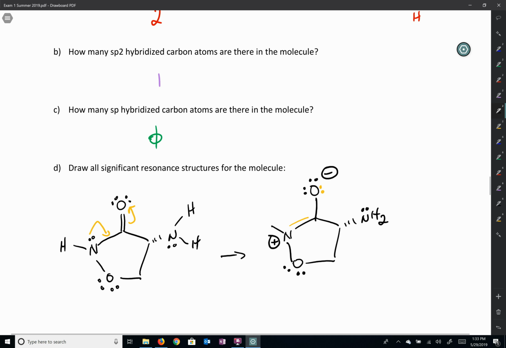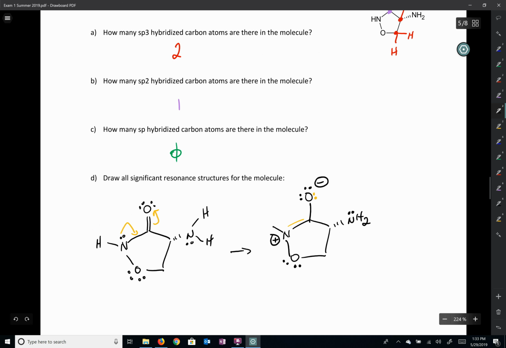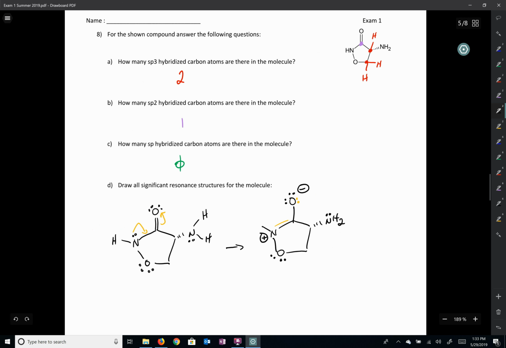Now you could, well, actually, you know what? We'll just end it here. So that's the only resonance structure that's really of note for us, although you guys will learn more about amides when you get to the second semester of organic chemistry.